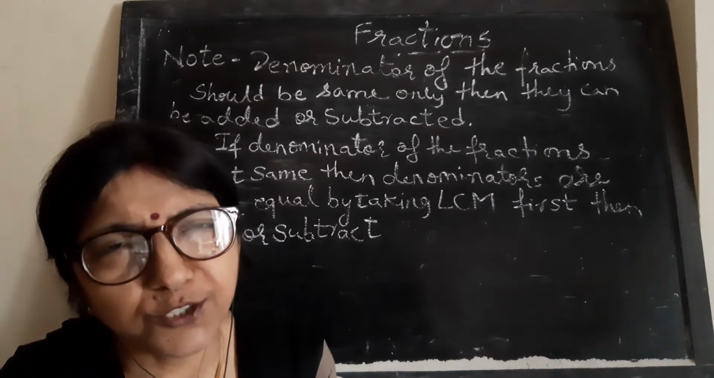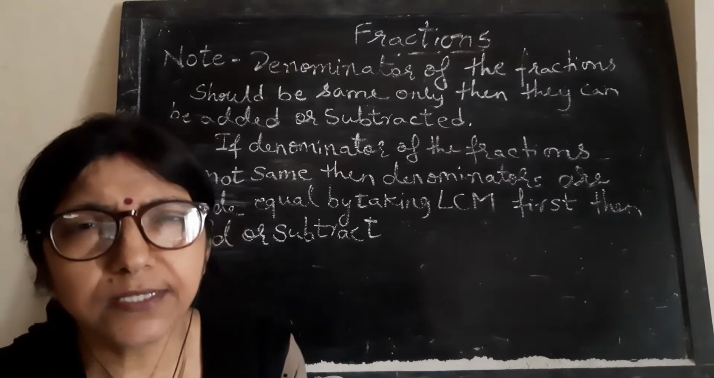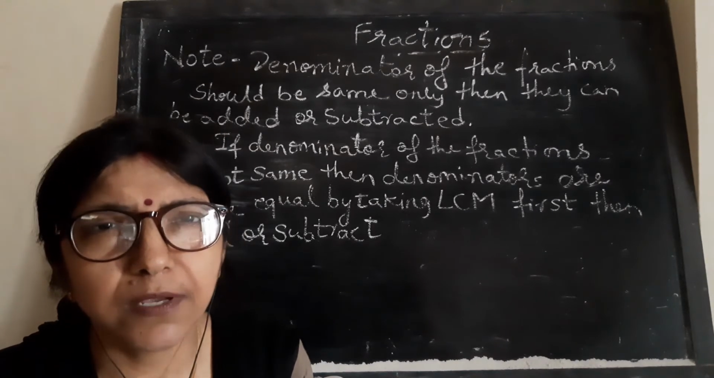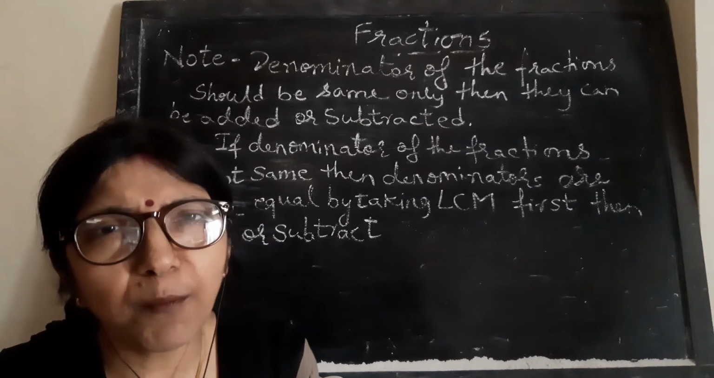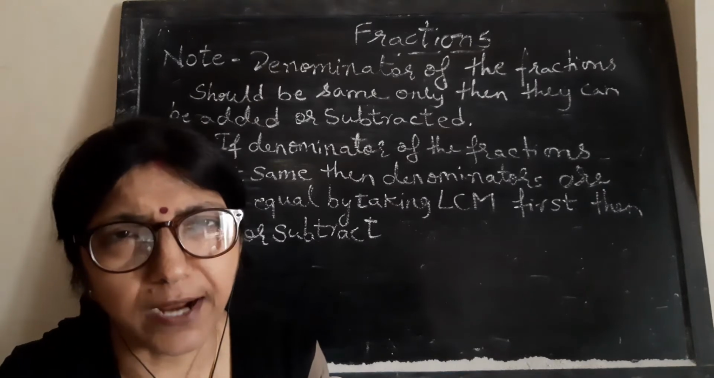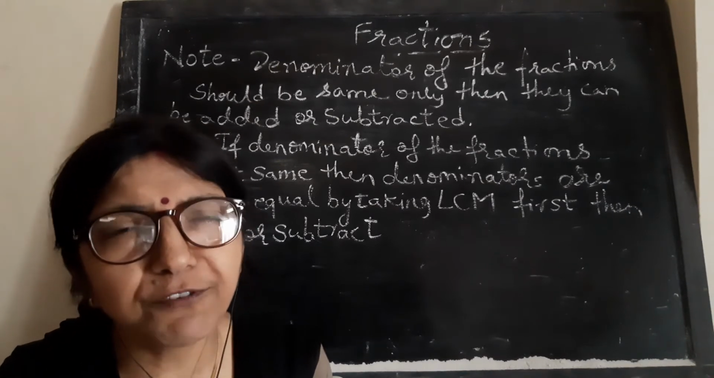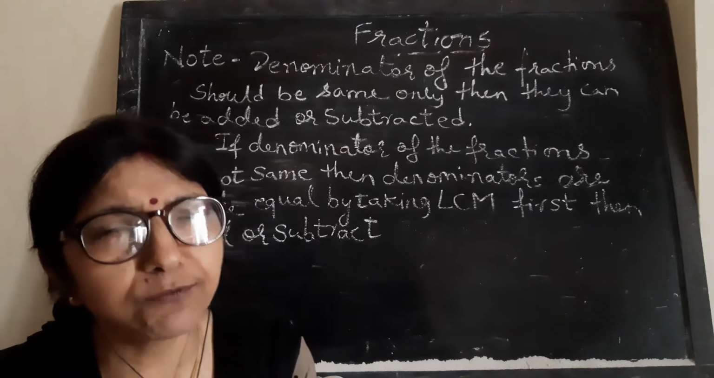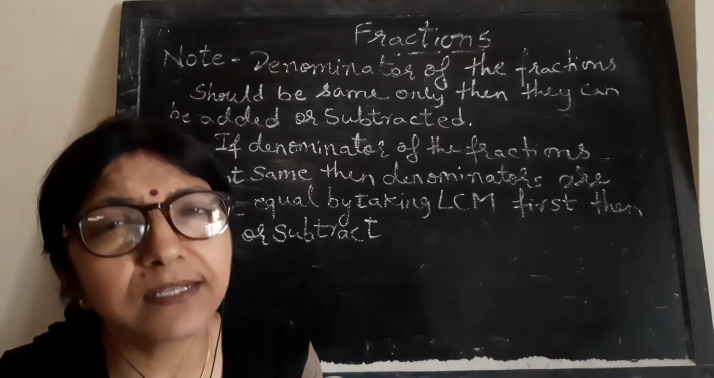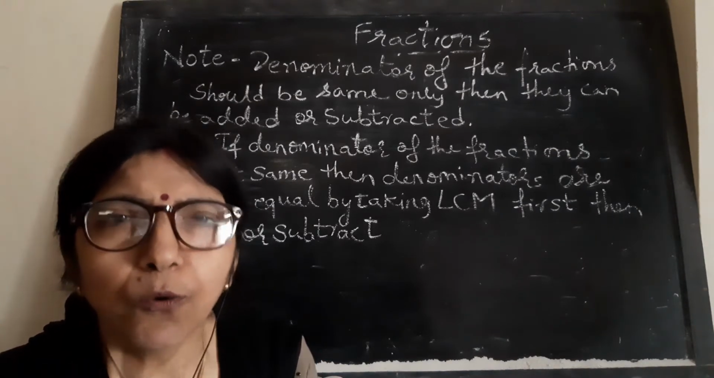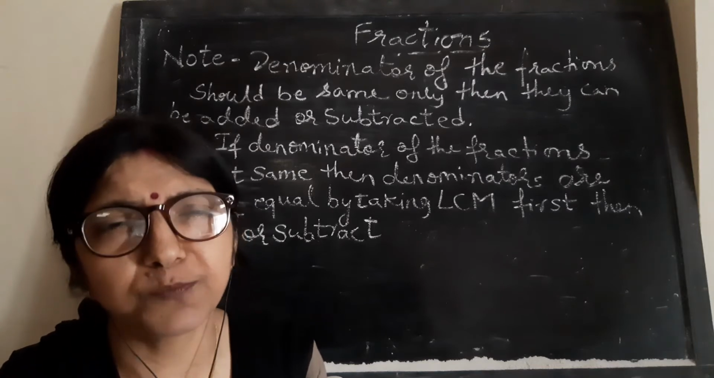Two or more fractions can only be added or subtracted if the denominators are the same. Fractions having different denominators cannot be added or subtracted. If fractions have different denominators, then first of all you have to make the denominators the same or equal. Only then their addition or subtraction is possible.